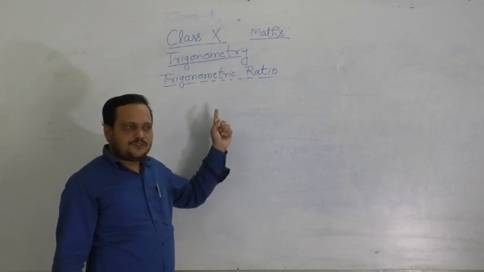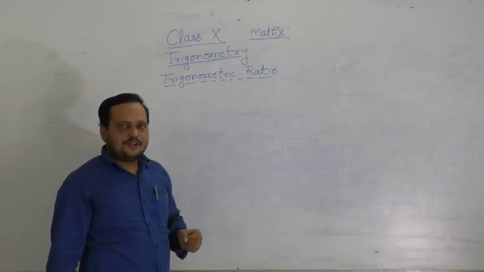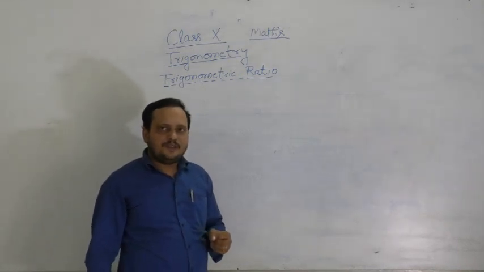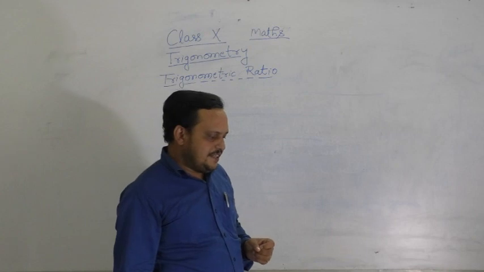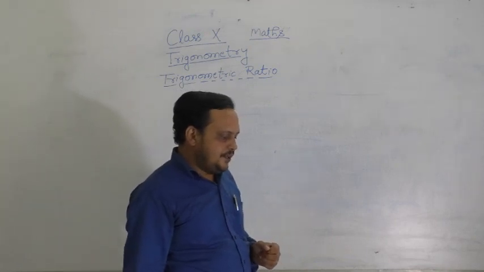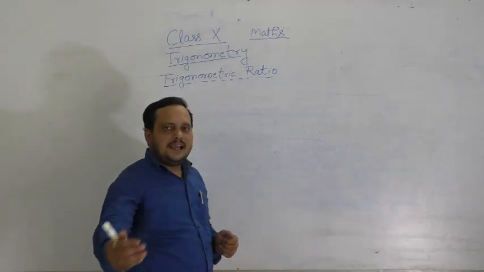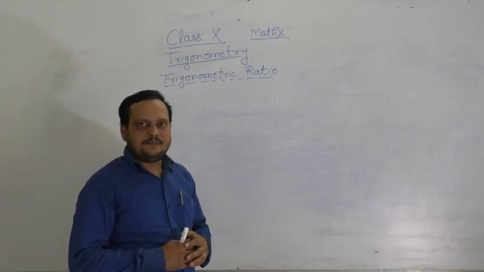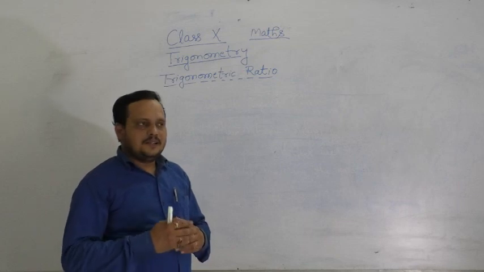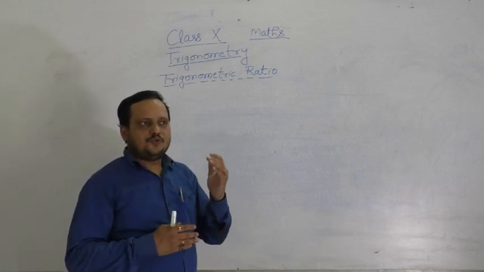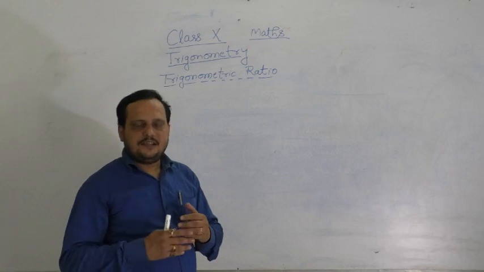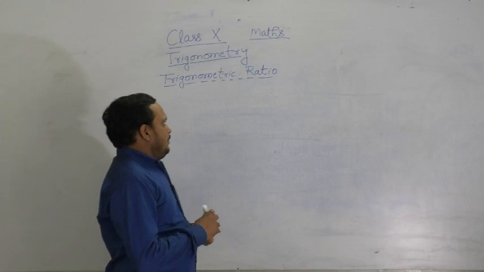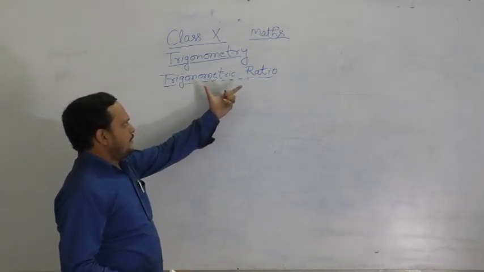First of all, we will discuss what is trigonometry. Trigonometry is the branch of mathematics which deals with the study of sides of triangles along with their allied angles, and in short you can say it is the branch of mathematics which deals with the problems related to sides of a triangle with their allied angles. The topic is trigonometric ratio.